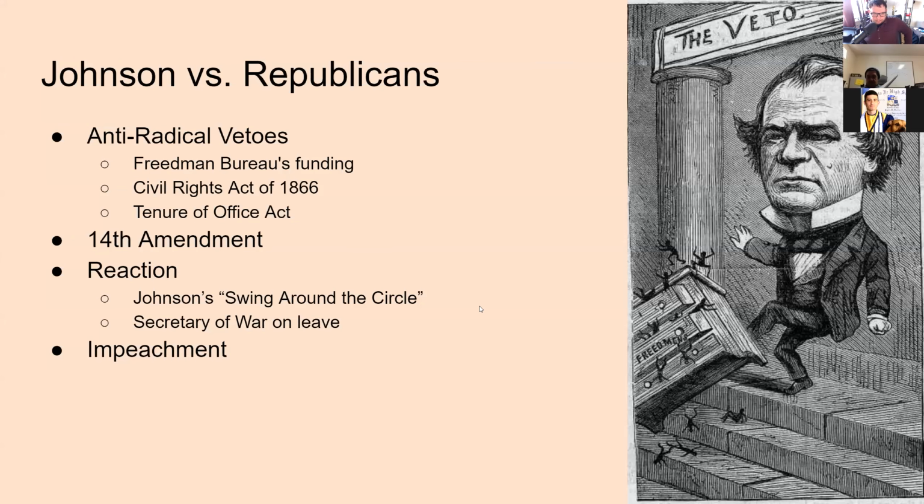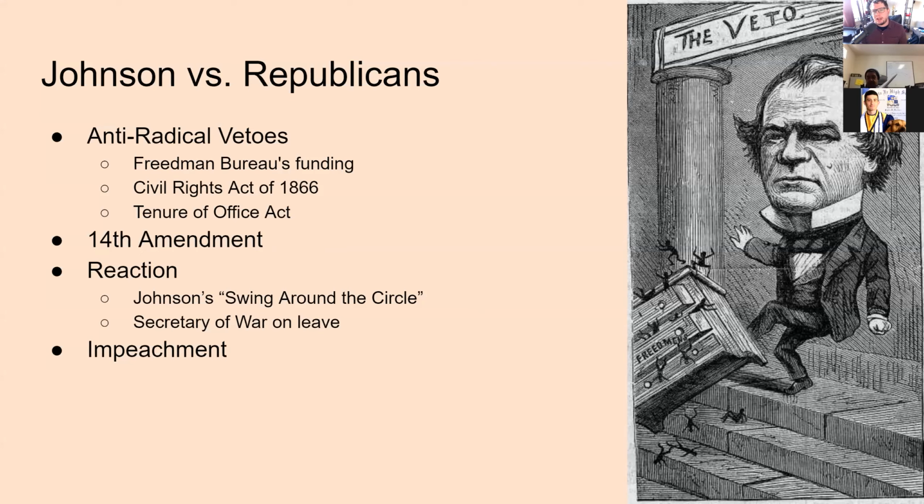So, the Civil Rights Act was kind of the turning point in terms of Congress's relationship with the Johnson administration. While he vetoed it, the Civil Rights Act was passed over his veto on April 9th of 1866.